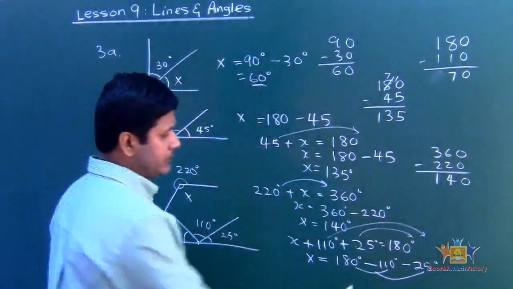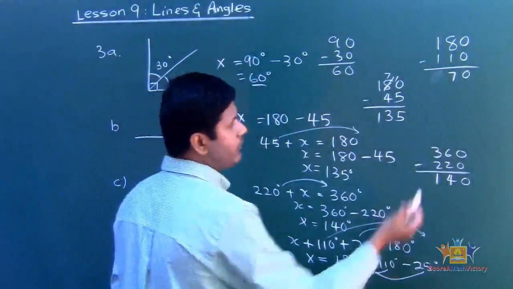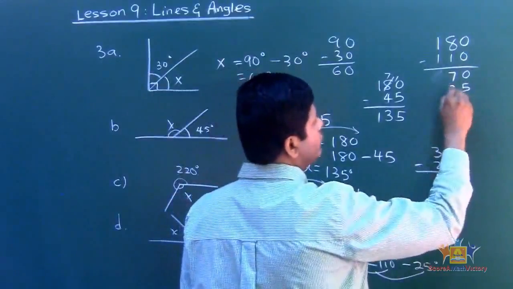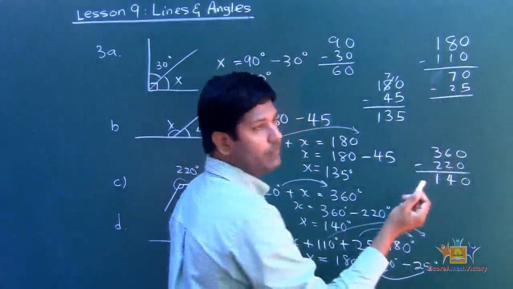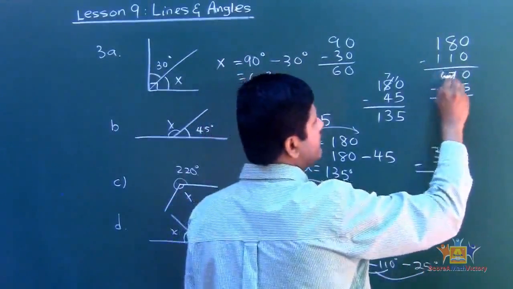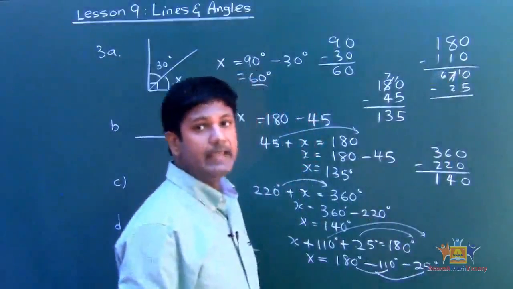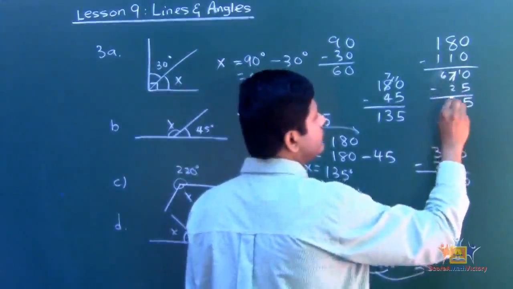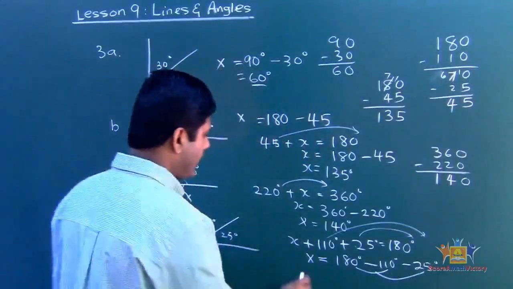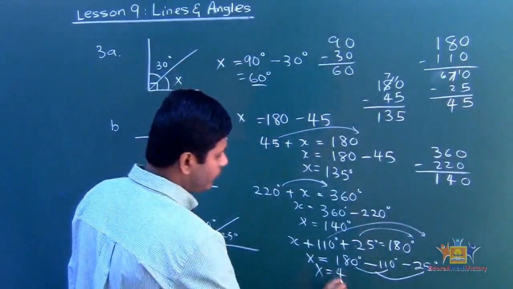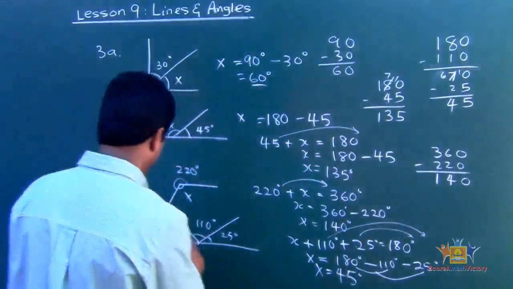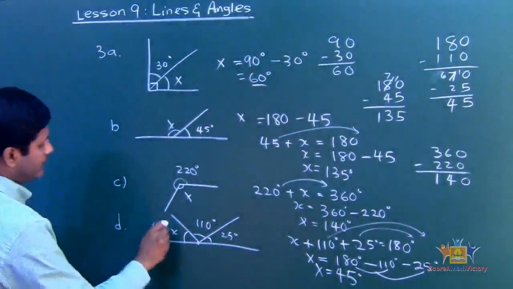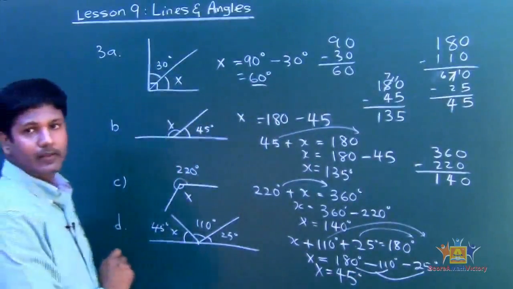Next, subtract that with 25. So line it up again, 5, 2, minus. 0 minus 5, you cannot, so borrow from 7. 7 becomes 6, 0 becomes 10. 10 minus 5 is 5, 6 minus 2 is 4. So it's 45 degrees. So x equals 45 degrees. See that? Pretty easy, isn't it?